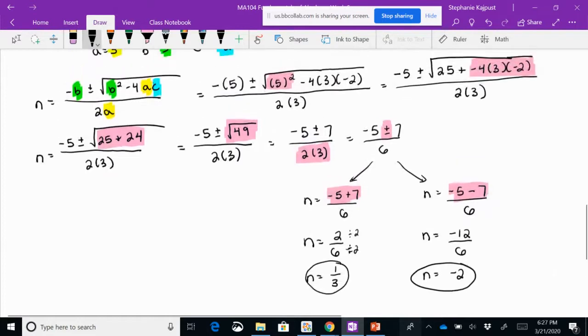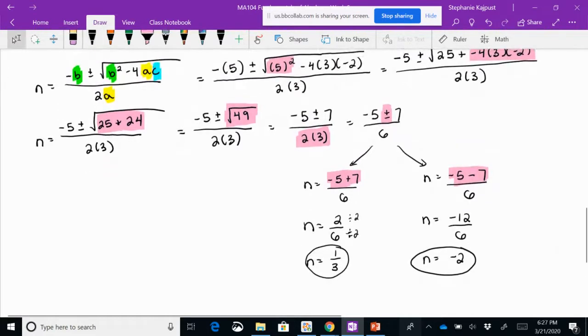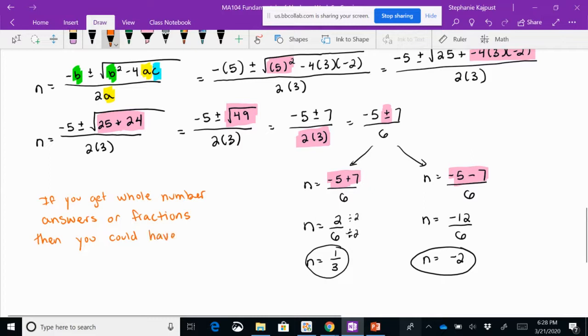And you can see it's a very lengthy process here. One thing to note is if you get whole number answers or fractions, then you could have factored. So we could have solved this one by factoring if we wanted to. Are there any questions?